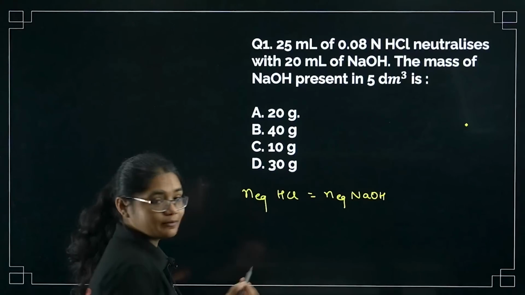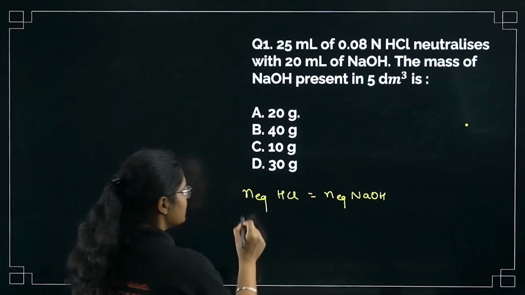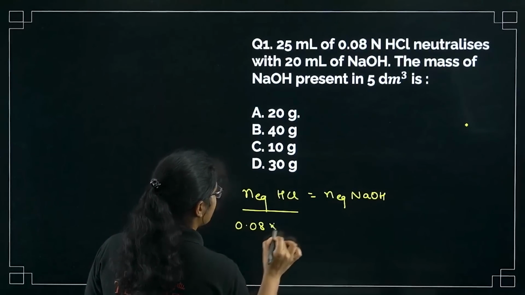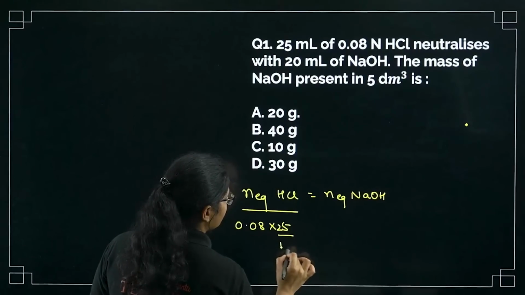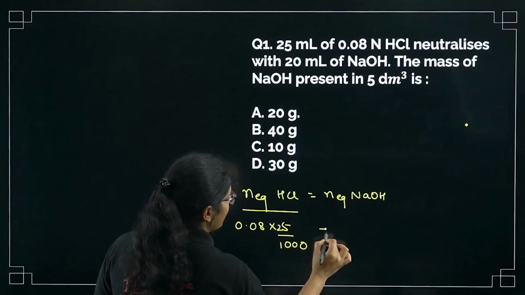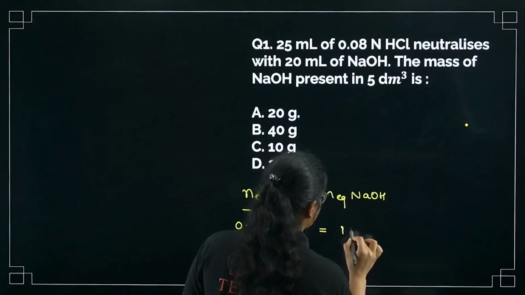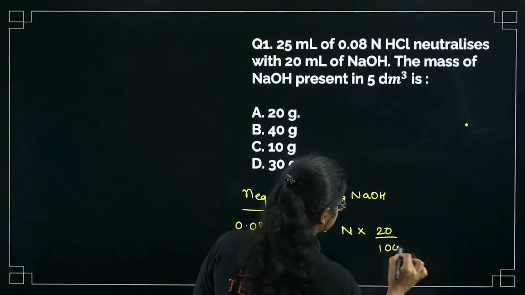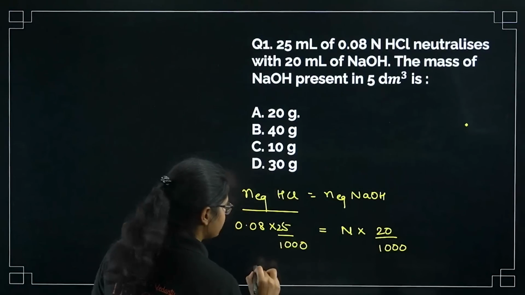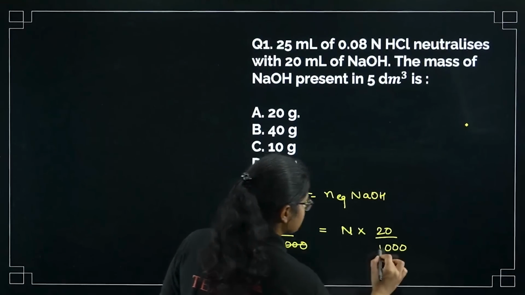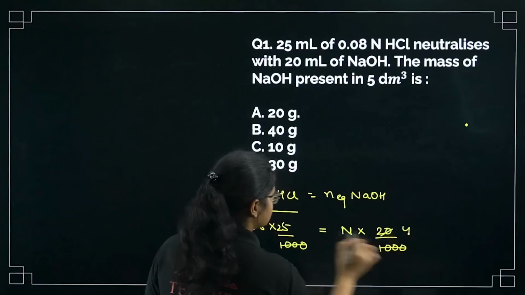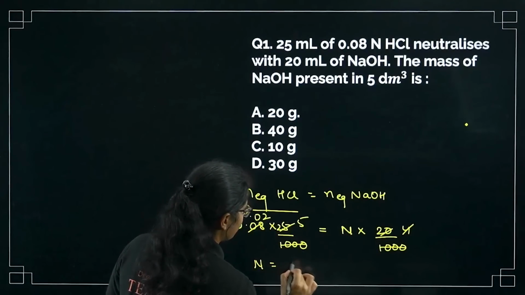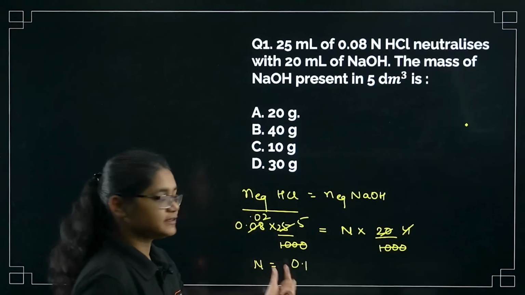And what's the number of equivalents formula? Normality into volume. So what is the number of equivalents of HCl given? The normality is 0.08 and the volume is 25 by 1000, sorry, and here the number of equivalents I have to calculate is normality into the volume given here, 20 by 1000. Now if I solve this, the 1000 I can cancel. 5 4s are 20, and I will get 0.1. Right, normality is equal to 0.1.